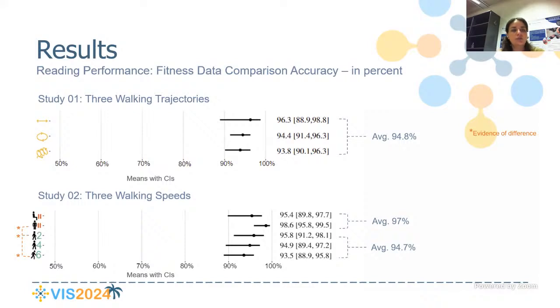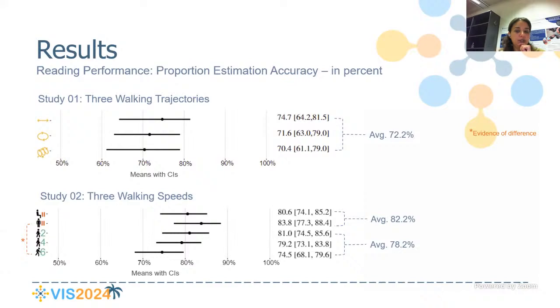with an average of 95% for the 3 walking trajectories and the 3 walking speeds, and up to 98% for the standing condition. And also our results showed evidence of difference between the standing condition and the 6 km/h condition, as well as the 2 km/h condition.